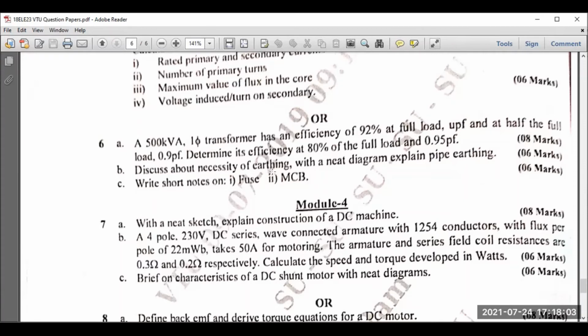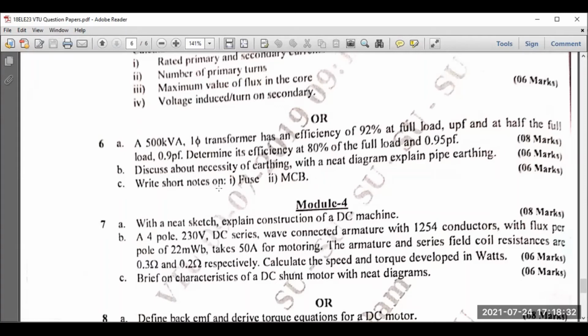Then discuss the necessity of earthing. Why is earthing required? Non-current carrying metal parts should always be earthed to pass the unsafe current towards the earth. Thus the equipment will be protected, and those who handle the equipment will also be protected. Then with a neat diagram, explain pipe earthing. You have to mention the GI pipe dimensions, the diameter, and the different layers. If you mention all those things, you will get full marks.